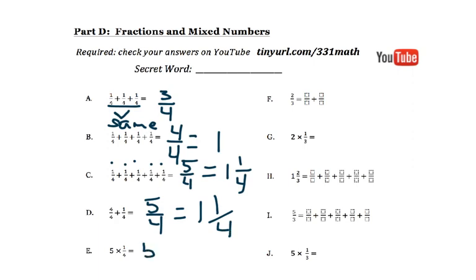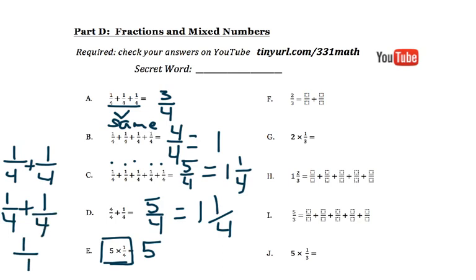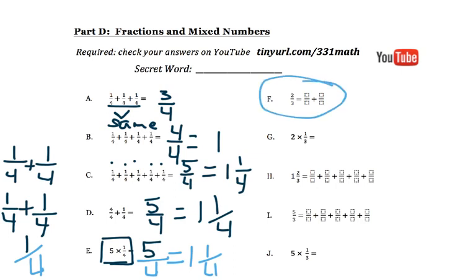Then for E, if it confuses you when it comes to multiplication and fractions, especially with one whole number, think about it this way. It's basically like 5 1/4. So 1/4, 1/4, 1/4, 1/4, and 1/4. You're just adding those all together, and you get 5 over 4, and that equals 1 and 1/4 again.